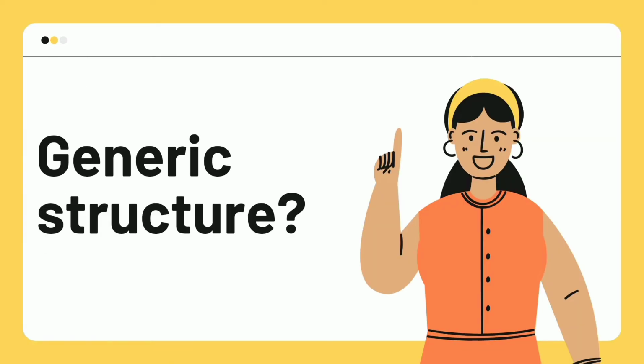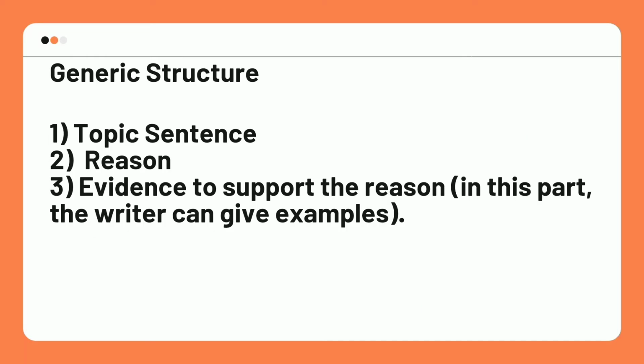How about the structure of giving examples? In academic writing, each paragraph starts with a topic sentence, followed by a reason, and two or three sentences giving examples that support the reason. So the first thing is the topic sentence, and then the reason or explanation, and then we give examples after that.